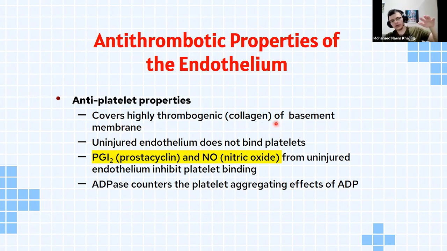Covers highly thrombogenic collagen of the basement membrane. That's something that, again, we're going to discuss. Now, remember, we said the endothelium stops the platelet aggregation. And we said there is a basement membrane under it, right? That basement membrane is made of what? It's made of collagen. Collagen as a substance is very thrombogenic, or it triggers that. Thrombogenic means that it triggers the aggregation. It triggers the formation of a thrombus. So by just covering it, you're inhibiting the platelet aggregation, and you're inhibiting the thrombogenic process. Is that clear?